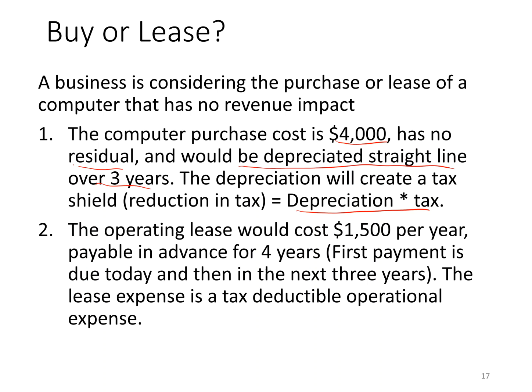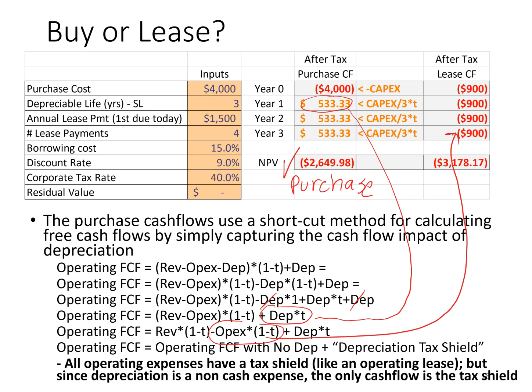Now the operational lease will be 4 payments of $1,500 starting today and then 3 years from today. And all expenses create tax shields, so we'll have to consider the after-tax lease cost. So let's look at the model's inputs. I'm going to spend $4,000 today for purchase of a computer. I'm going to depreciate it 3 years using a straight line method and no residual.